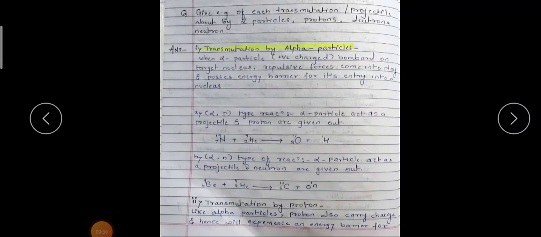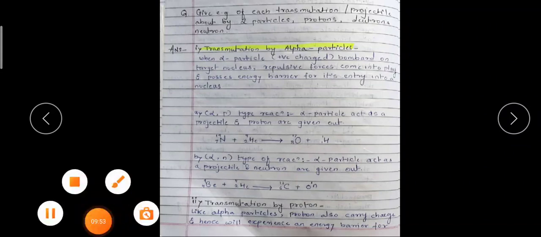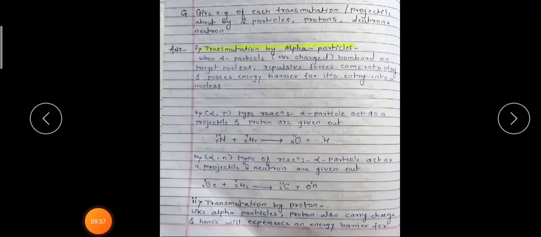Very simple. It is a transmutation by the alpha particle. What is transmutation? Transmutation is nothing but a conversion. One nucleus will convert into another nucleus, one element will convert into another element by bombarding with a suitable fast moving particle. That you have to remember. Again, the concept is very simple.